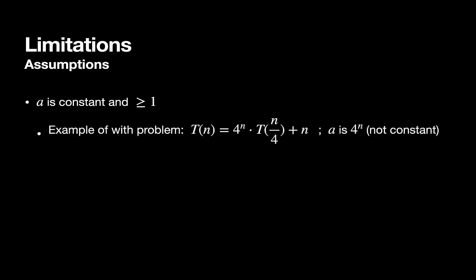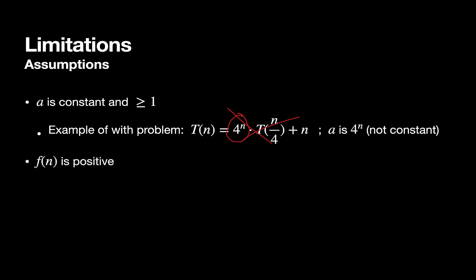An example problem that looks like it might be something we could solve but actually violates this requirement is given here. T of n equals 4 to the power of n times our recurrence, t of n over 4 plus n. Where we fail here is in our a parameter, which is a function of n instead of being a constant. Okay, so we can't solve this with the master method.